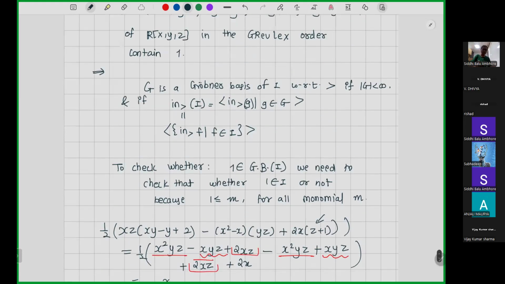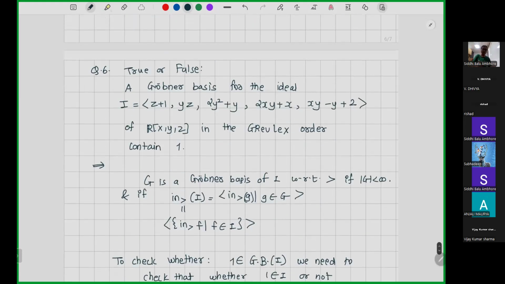So as you said, we actually needed this z plus 1 to obtain this one. Okay, so we somehow use this, not these two polynomials, this one and yz. So here we have z, here yz, and here y, and we got that one belongs there. Okay, any doubts here?